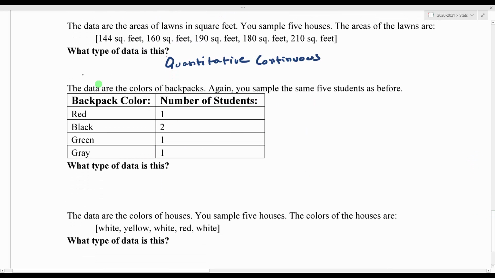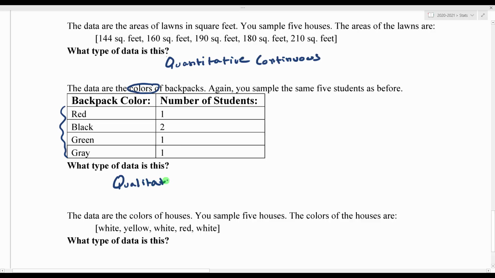So we got the data are the colors of backpacks. So it says, again, you sample the same 5 students as before. So I got to look at this table carefully. So I sampled 5 students, and one of them had a red backpack. There were 2 black backpacks, 1 green and 1 gray. And so remember, the data are the colors. Right, so we're looking at this over here. We're not really looking at the numbers over here. We're looking at the colors. Right, the data is the actual colors. So colors are not numerical. So this is going to be qualitative.